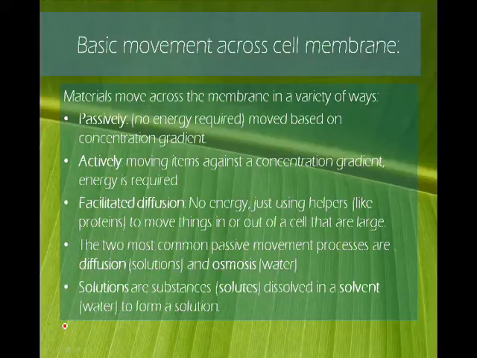Facilitated diffusion is a type of passive transport. No energy is required, but it does use helpers like proteins to move things in or out of a cell. That's how glucose gets from your blood into the cells of your body. It's too big to move through the membrane, but is passively moving in due to a high concentration on the outside and a lower concentration on the inside. The two most common types of passive movement are diffusion and osmosis. The difference between those two is that diffusion is the movement of solutes and osmosis is the movement of water.